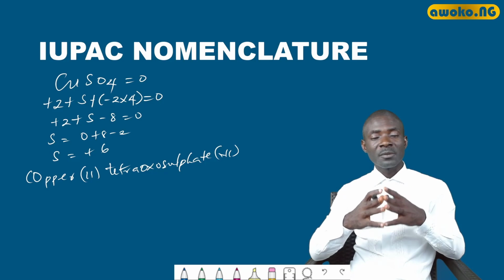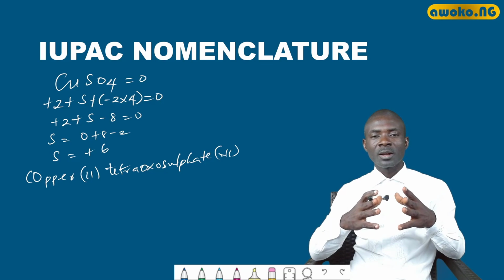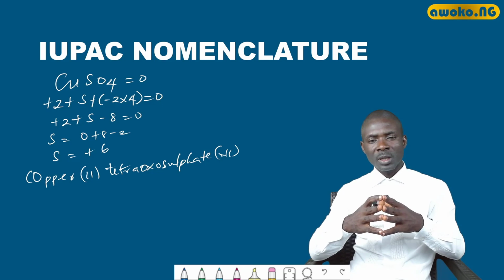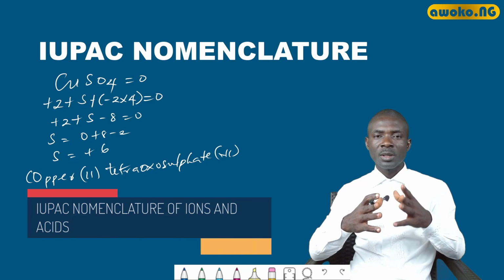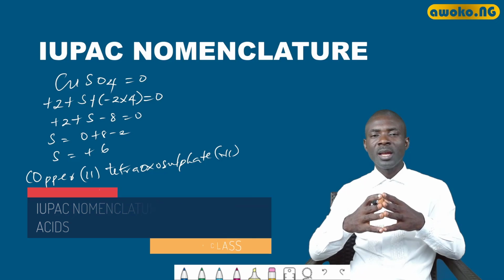With that, we have discussed IUPAC nomenclature of inorganic compounds using this set of rules. We are going to end here in today's class. Hope to see you in our next class, where we are going to be talking about naming of ions and how to name acids.